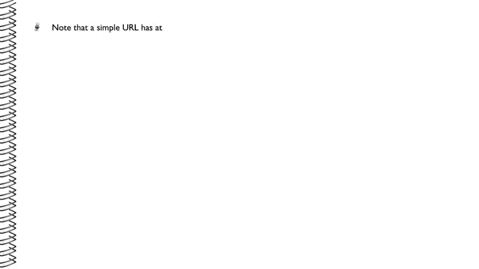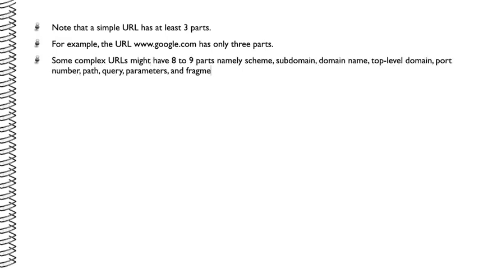Note that a simple URL has at least 3 parts. For example, the URL www.google.com has only 3 parts. Some complex URLs might have more parts, namely scheme, subdomain, domain name, top-level domain, port number, path, query, parameters, and fragment.